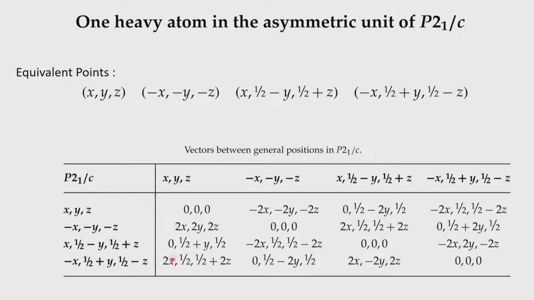You go to the last one, which is 2x, half plus 2z. You will find this, minus 2x, half minus 2z, which is now, the previous one was a Harker line, this is a Harker section. This is a Harker section because we are looking at the C glide operation. The Harker line is due to the 2-1 screw operation. This Harker section is due to the C glide operation. So, we see all the symmetries which are coming here.